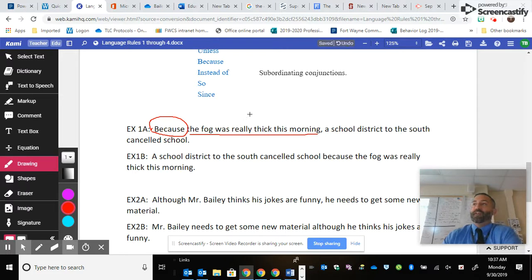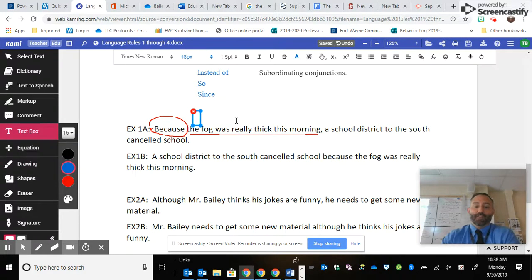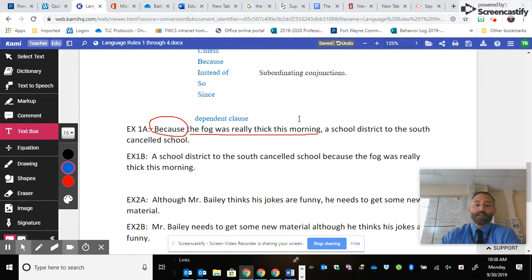So, going through, the fog was really thick this morning. This is known as a clause. The fog was really thick, that has a subject and a verb. But it's linked to this because, and therefore, if I had put a period at the end of morning, that wouldn't fly. I'm going to label this, and I'd like for you to do so. They call this a dependent clause. A clause is a phrase that has a subject and a verb, but it's dependent because it has the word because there.